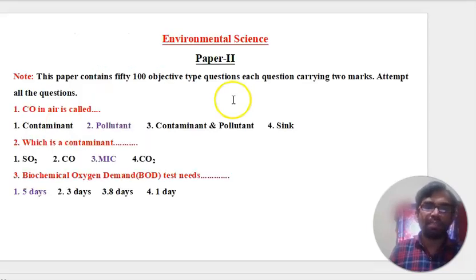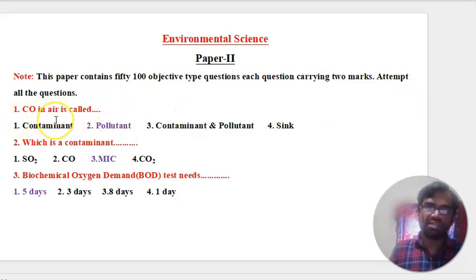Now coming to some previous year environmental science questions, what were asked? I have mentioned here, you can see this is Paper 2, the subject-specific paper. This paper contains 100 objective type questions, each carrying 2 marks. There is no negative marking.